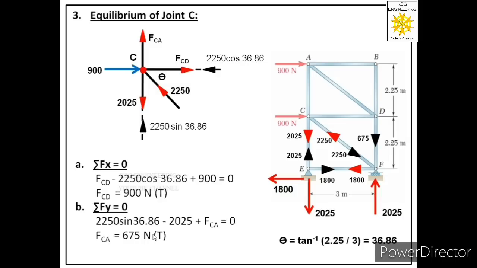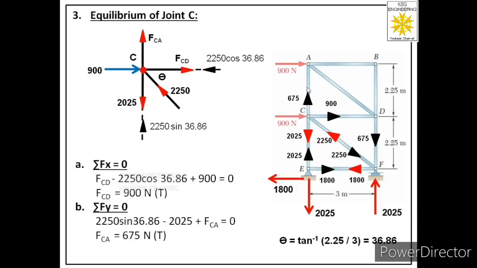From here we will get value of FCA, and we got positive value. That means the direction considered by us for FCA is also correct, so it is a tensile force. Now from this free body we have found two forces. One is labeled as FCD and we have found it is a tensile force acting away from the joint. The second one is FCA acting in member CA and it is also a tensile force acting away from the joint.